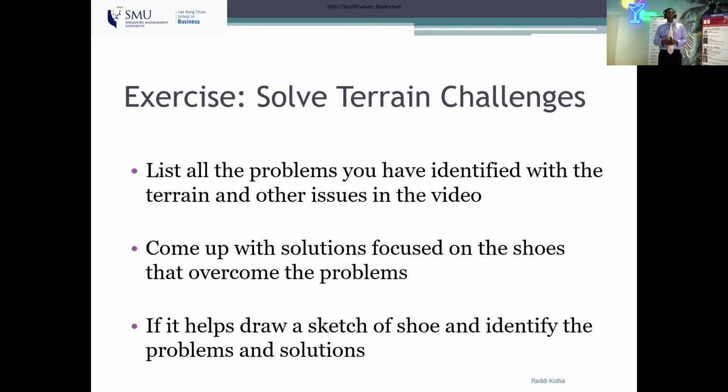Okay, excellent. You identified major problems. You also came up with solutions to the footwear. So this exercise has you looking at a video, looking at challenges and coming up with solutions. Now you're becoming an innovator. Now you're becoming a problem solver. This is one of the steps that you can start the innovation process.